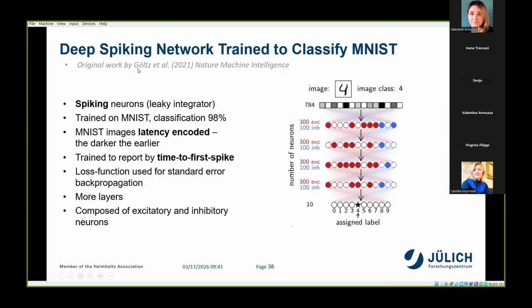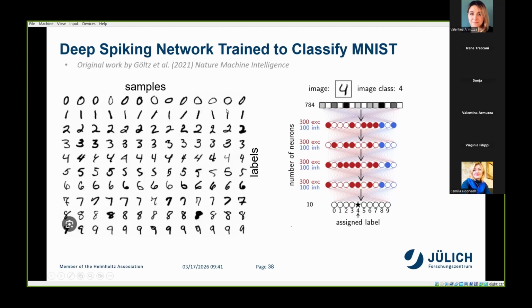And this is work by the group of Mihai Petrovici in Bern. And this is their first paper on a deep spiking network, which they trained to classify MNIST. MNIST is something very simple. These are handwritten digits from 0 to 9. And you see they are extremely variable if you look at them, and they have many samples of them, many ones and many twos and so on.